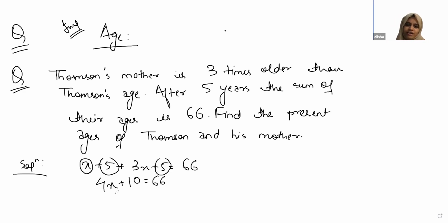What happened? You forgot? Take your number to one side of the equality and your variable to the other side of equality. When we take our number to another side of equality, we change its sign. So 4x equal to 66 minus 10. It will be 4x equal to 56.